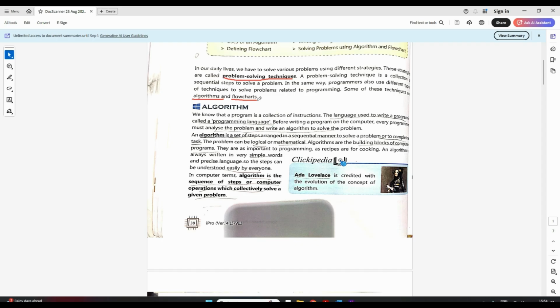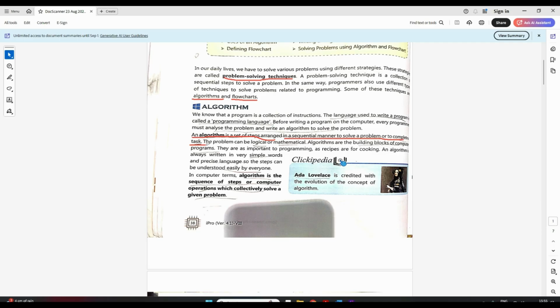Now, before writing the program, we must analyze the problem and then write the steps required to solve it. If you have to write a program for any task, first we have to analyze that, and then we can write the steps for that. So what is an algorithm? An algorithm is a set of steps arranged in a sequential manner to solve a problem or complete a task.